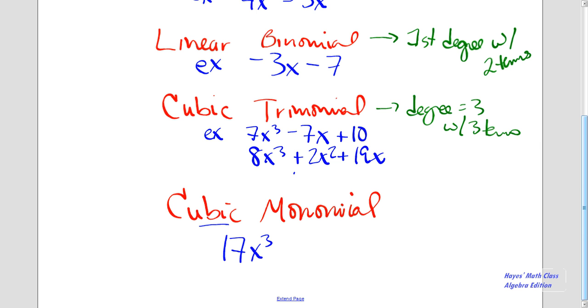Cubic is degree, so the cubic is going here. The monomial is how many terms?